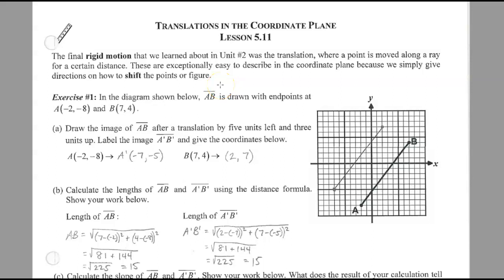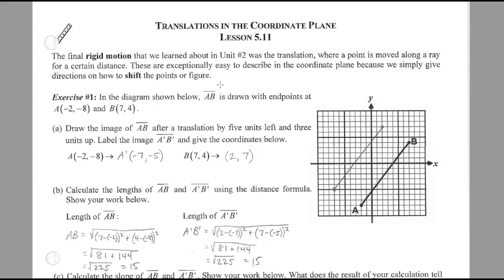Right, wrapping up our coordinate plane discussion here. We're working on translations today. Final rigid motion, so we're again going to keep everything the same in terms of distance and angles. As we take segment AB off of this graph and translate it, we are going from the coordinates -2, -8, and 7, 4. We're translating by 5 units left and 3 units up.